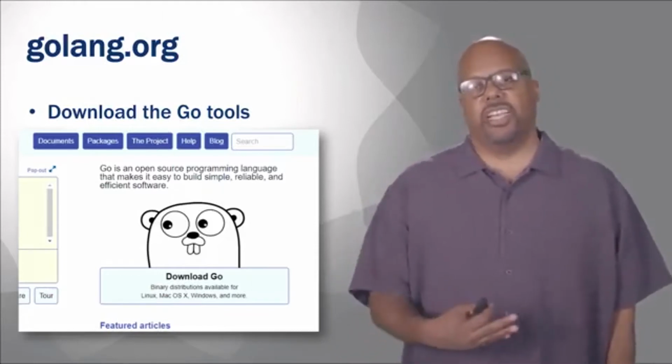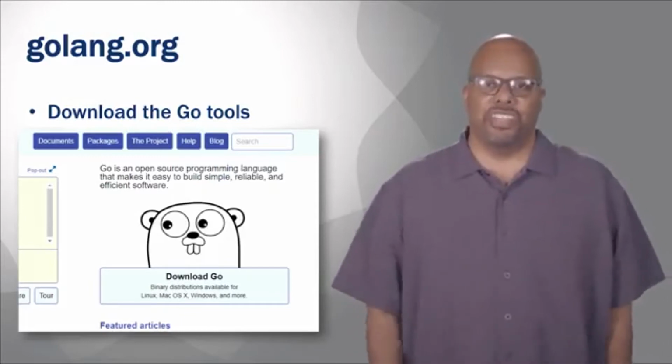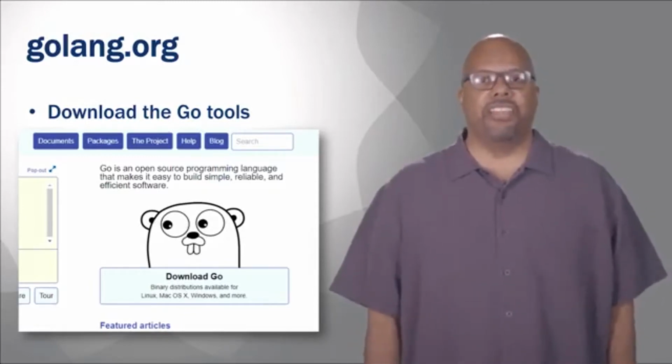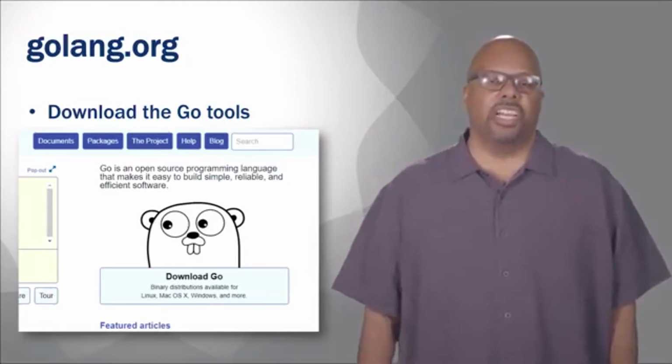Like Unix, you've got daemons, right? So with Go, you have the gopher. But the main thing to look at here is that button down there that says Download Go. That's the first thing you're going to click on. You're going to say Download Go.